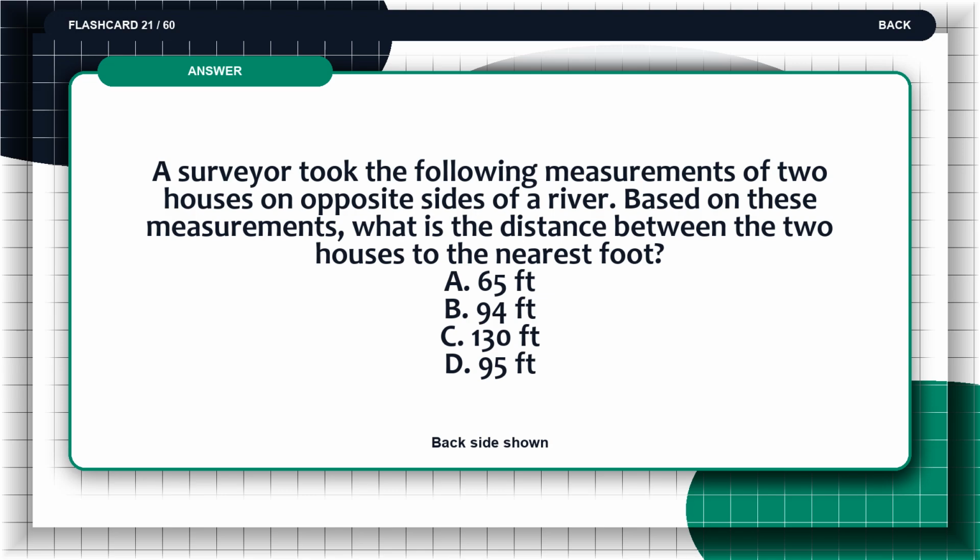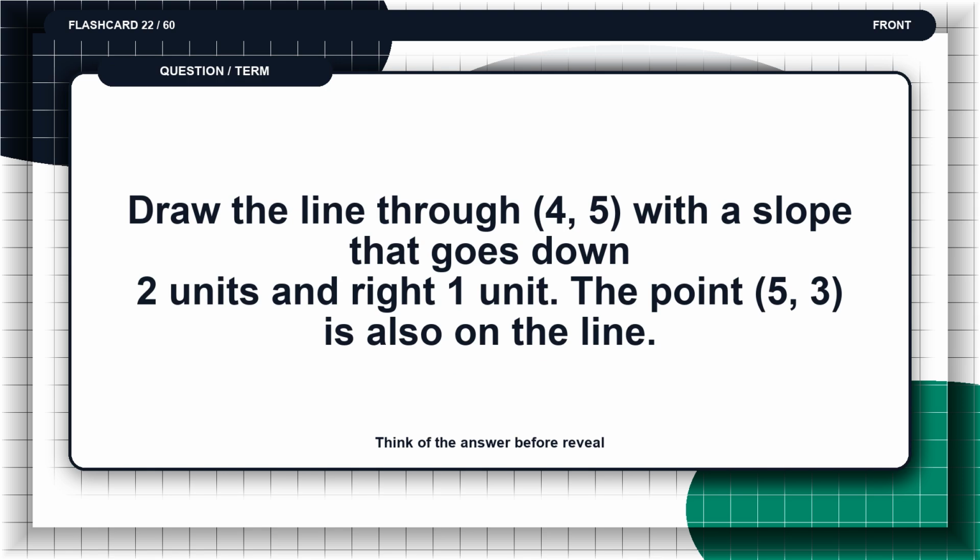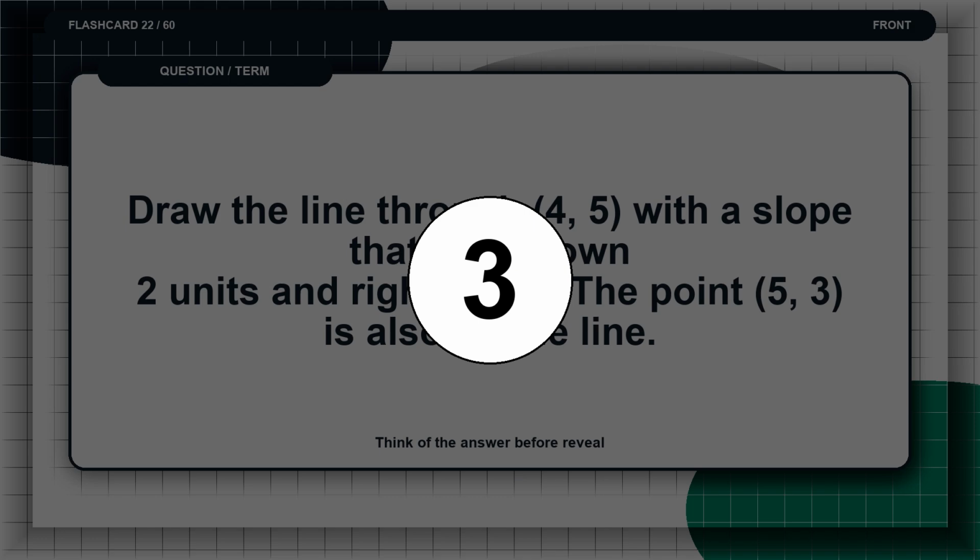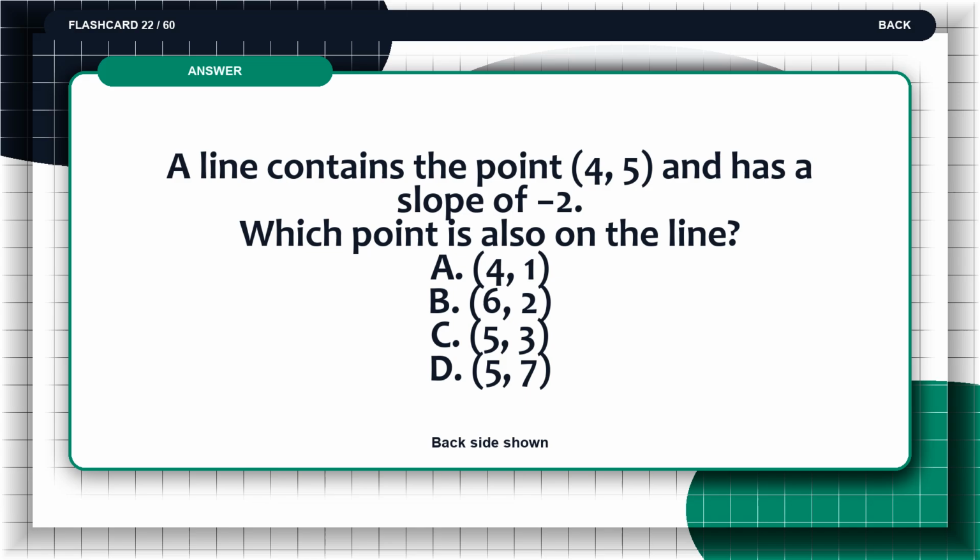The answer is, a surveyor took the following measurements of 2 houses on opposite sides of a river. Based on these measurements, what is the distance between the 2 houses to the nearest foot? A. 65 feet. B. 94 feet. C. 130 feet. D. 95 feet. Flashcard 22. Draw the line through (4, 5) with a slope that goes down 2 units and right 1 unit. The point (5, 3) is also on the line. Think of the answer before the reveal. The answer is, a line contains the point (4, 5) and has a slope of -2. Which point is also on the line? A. (4, 1). B. (6, 2). C. (5, 3). D. (5, 7).